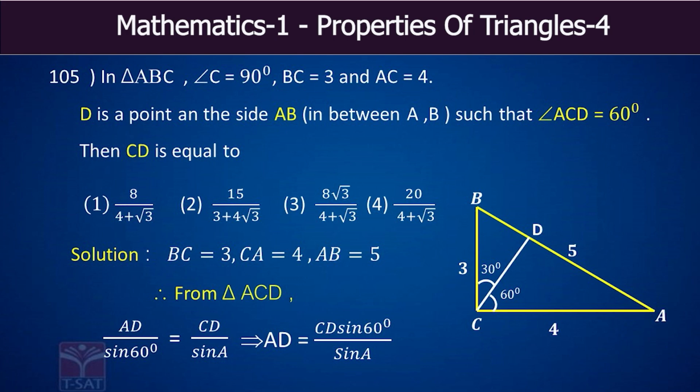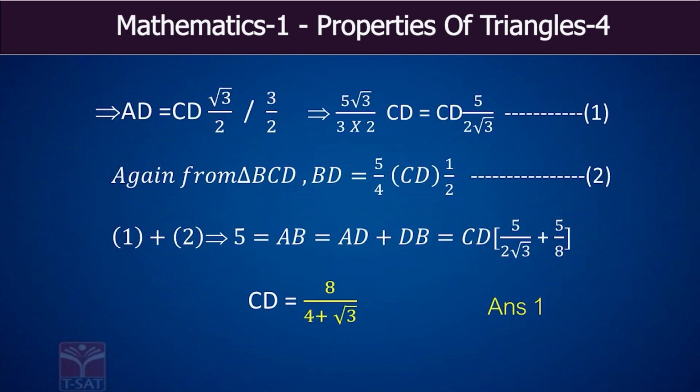From triangle ACD, AD by sin 60 degrees is equal to CD by sin A. That implies AD is equal to CD sin 60 by sin A, or AD is equal to CD into root 3 by 2 by 3 by 5. So which is 5 root 3 by 6, into CD. So that is equal to CD into 5 by 2 root 3, number 1 equation.